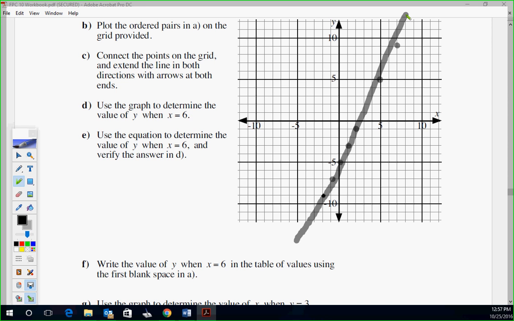Okay. So plot the ordered pairs. We did that. Connect the points in the grid. Extend the line in both directions. Make sure you put arrows on there. That means it's going forever.